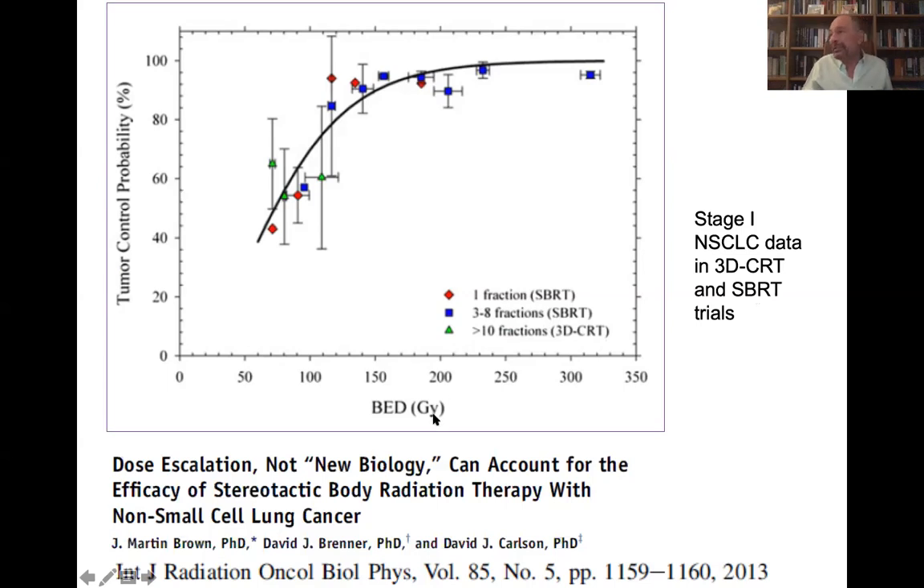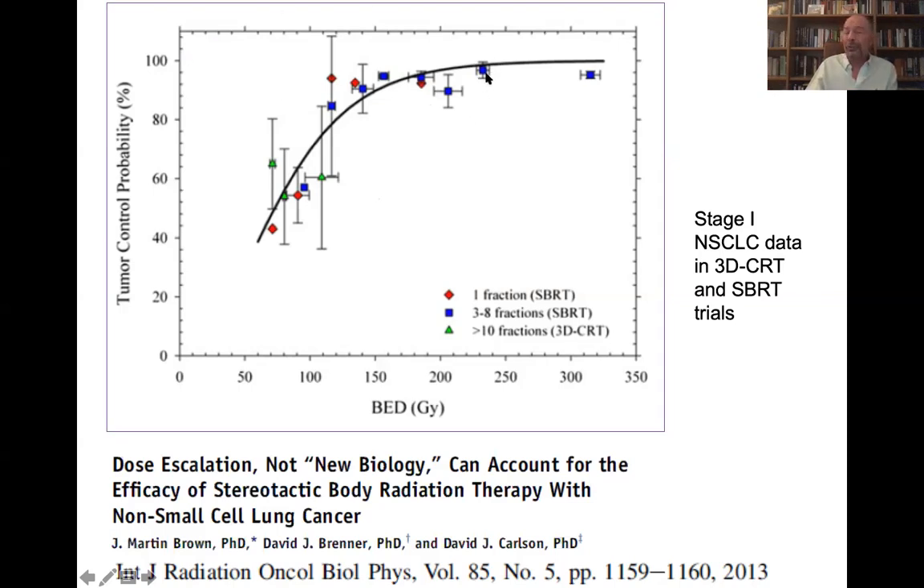Now, if you calculate the BED, which is very easy, you can do it yourself, for everything, and you look at the measured tumor control probability, you see that all these points essentially lie on the same curve. So what hypofractionation is doing in terms of tumor control is pushing the curve in this direction. It's increasing the effective dose to the tumor, and this increase of the biological effective dose eventually results in like 100% tumor control.